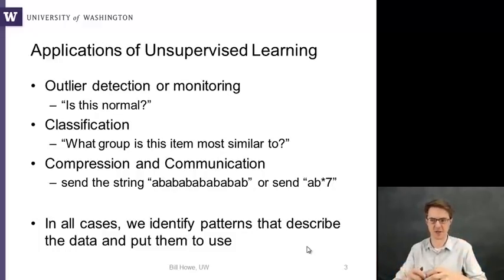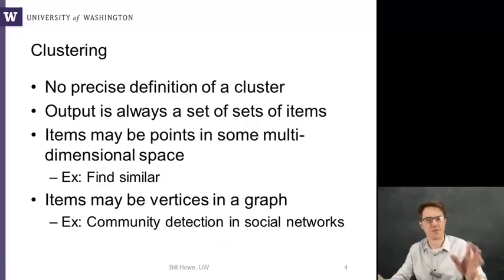You can also think about compression and communication. So instead of sending a sequence of AB, AB, AB, AB pairs, you may say, let's just send the sequence AB and repeat 7 times. And so this is a shorter representation of that string. So in all cases, we're identifying these patterns that describe the data and then putting them to use for various services. In particular, what I want to do is talk about clustering. This is by no means the only form of unsupervised learning, but it's the one that you'll bump into quite a bit. Another common one that we're not going to spend much time on is dimension reduction.